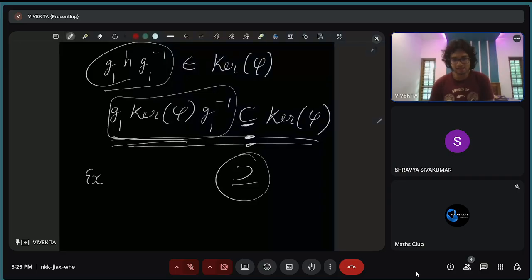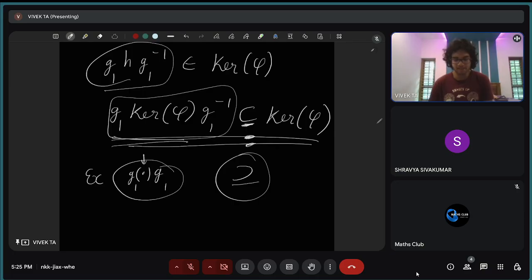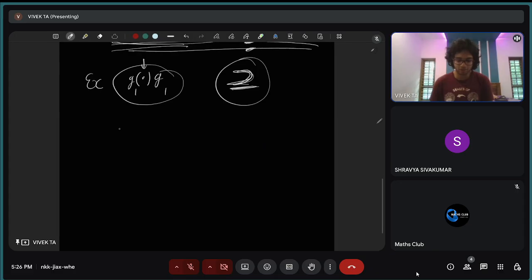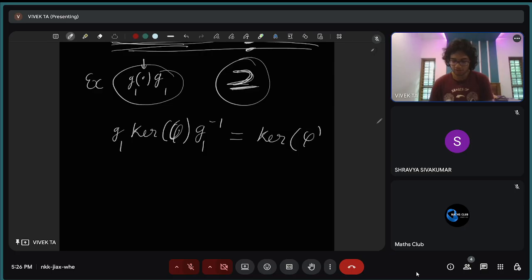This is as easy as proving that this map, g1 dot g1 inverse, is an isomorphism. If you prove that this map is an isomorphism, you are essentially done. So this part is very easy to prove. So essentially, what I get is the relation that g1 kernel of phi g1 inverse is the same as the kernel of phi.